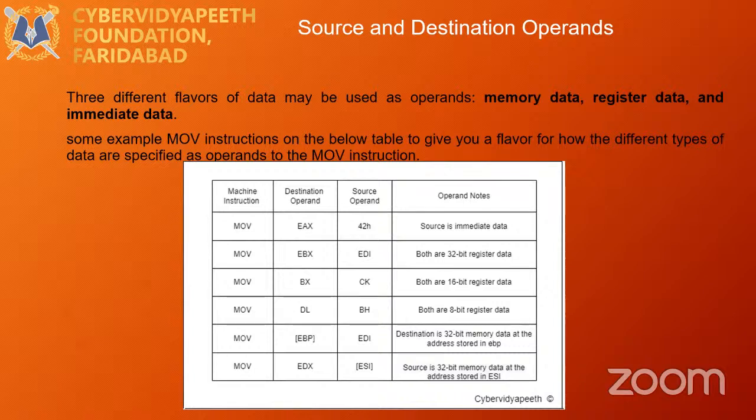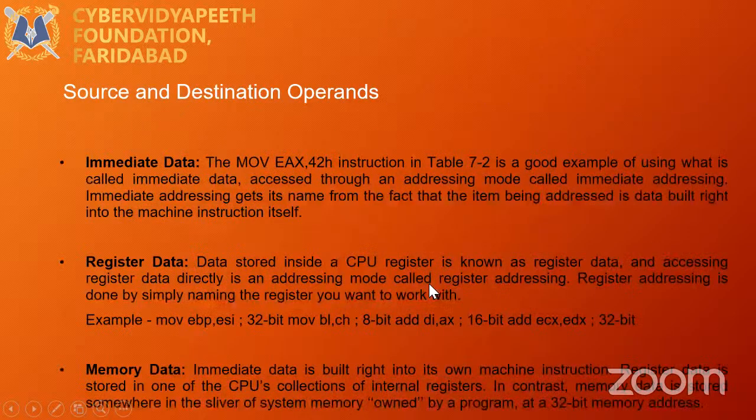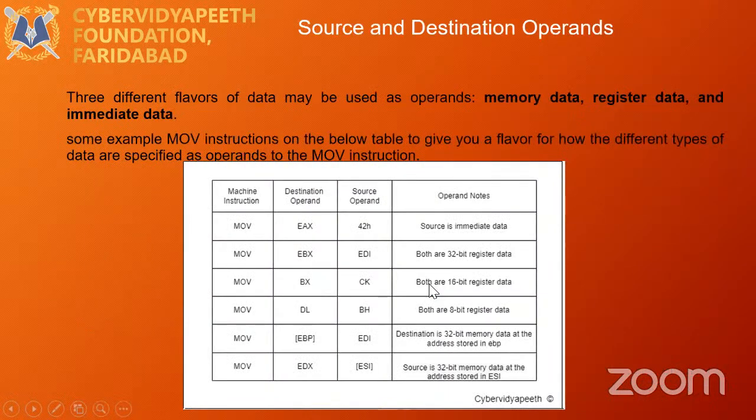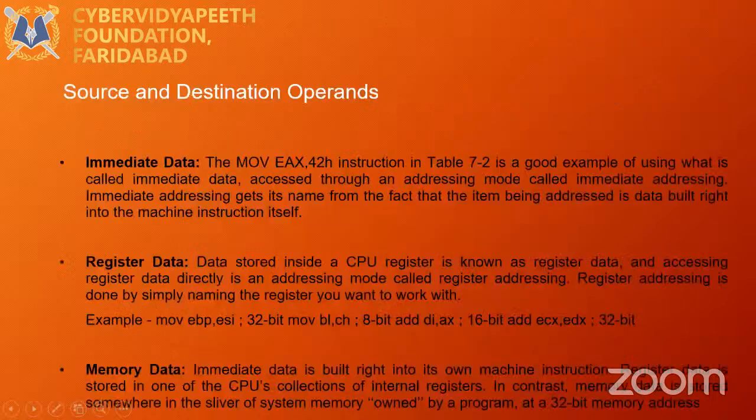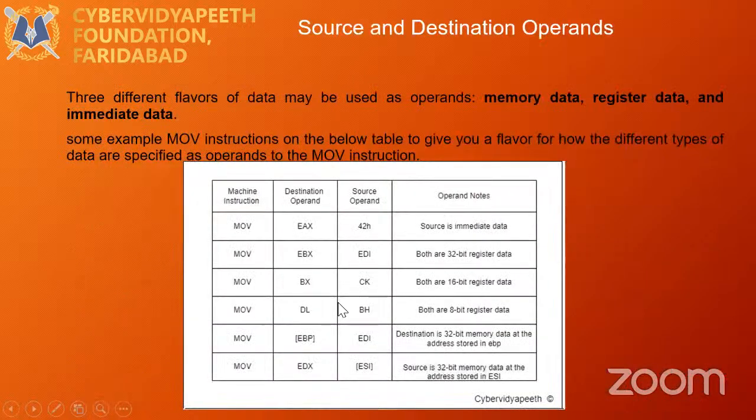You can also have register to register transfers. So you can have the value of EDI being moved into EBX. You can have CX going into BX. Again, you can see 16-bit, 32-bit, and 8-bit registers. Then you have the destination as 32-bit memory at the address stored in EBP. So here the value of EDI is being stored inside the address location of the value stored inside EBP.